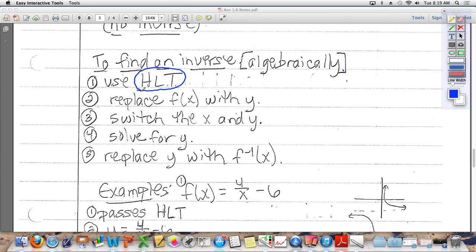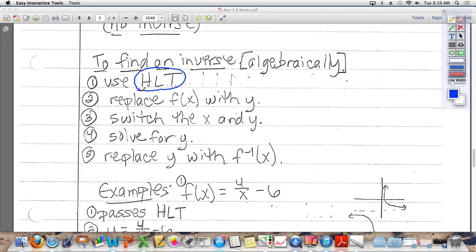The second thing that you need to do, if it passes the horizontal line test, is replace f of x with y. We'll go over 3 or 4 examples in just a moment. After you replace f of x with y, the third thing that you need to do is switch the x and the y. You literally put the x where the y is, and you put the y where the x was.